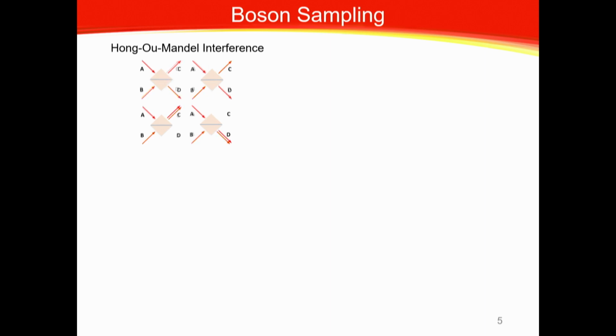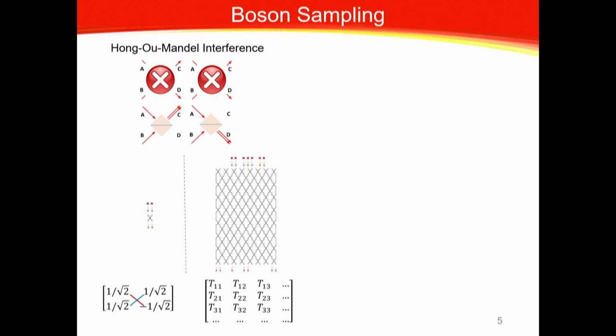But now consider you are using photons, which follow quantum statistics of bosons. The photons will be indistinguishable, and you will find that 2 out of these 4 cases actually interfere destructively. So what you will observe after the beam splitter is that the 2 photons always exit from the same output port. And this is the simplest multiphoton interference. And boson sampling is just a generalized version of this process.